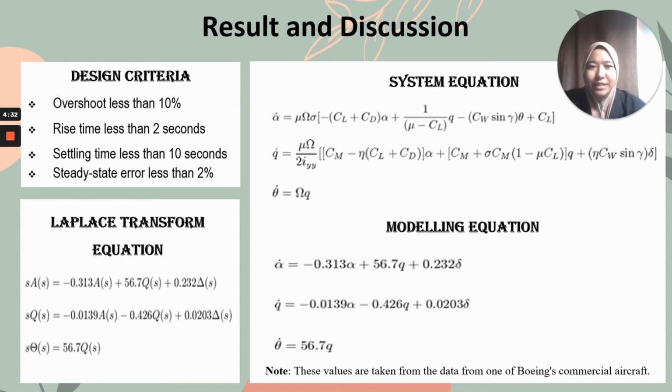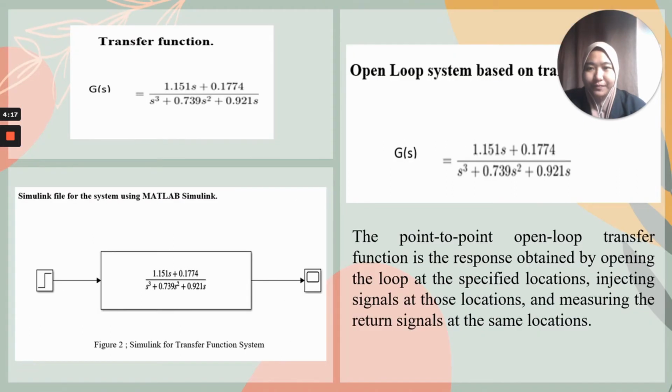So this is our system equation, the modeling equation, and the Laplace transform equation. These values are taken from the data of one of the Boeing commercial aircraft. Next is the transfer function. We get the equation of the transfer function. This is the Simulink model for the system using Matlab Simulink.